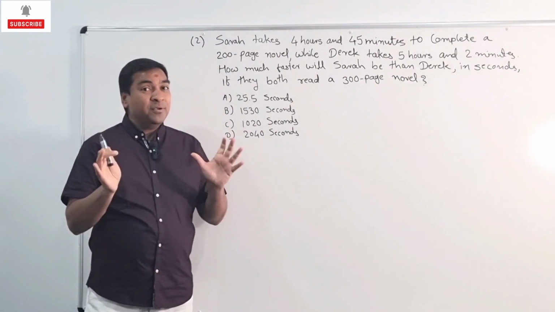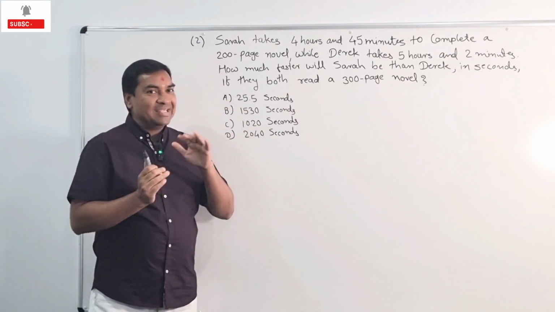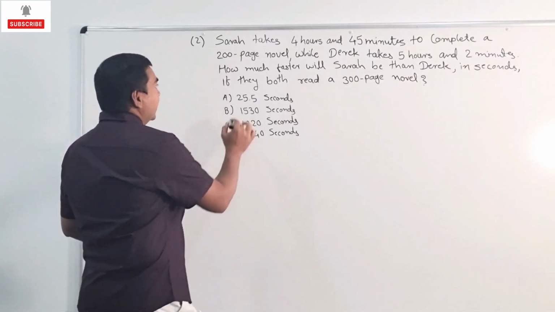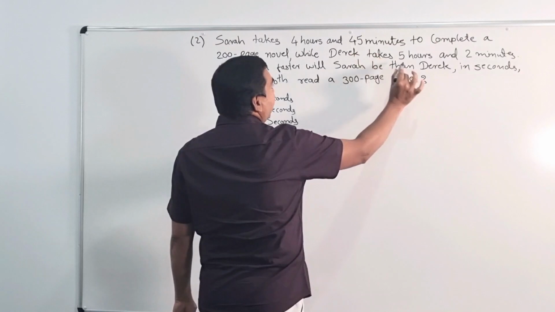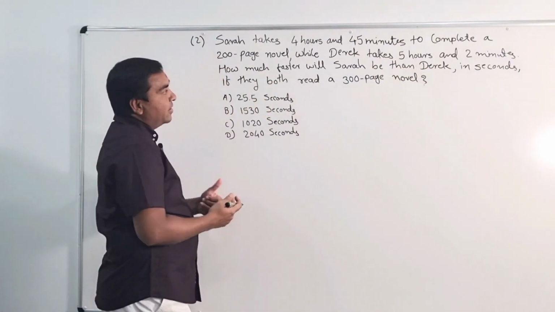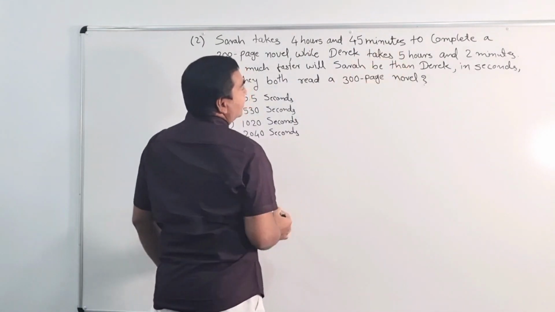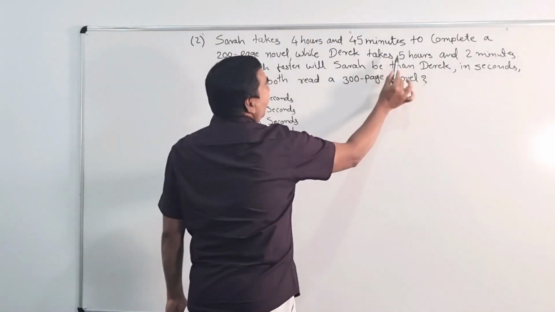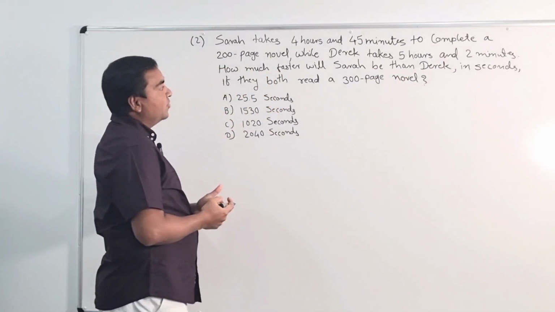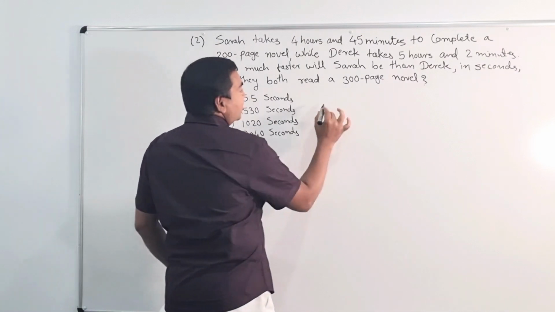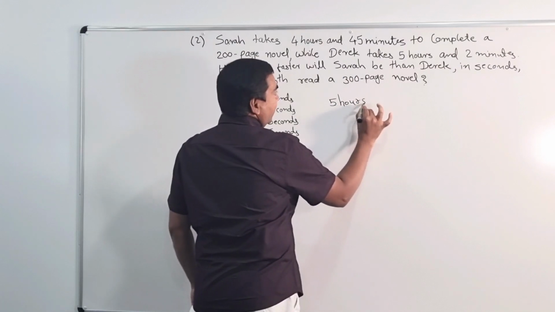Now, there is a lot of information given in this. So we are going to go slow and step by step. So the very first thing they are saying is, how much faster will Sarah be than Derek? So how much faster is Sarah compared to Derek? So how much time is Sarah taking? 4 hours 45 minutes. And Derek is taking 5 hours 2 minutes. So we are going to minus their time difference, so we can see how much faster Sarah is. So 5 hours 2 minutes.